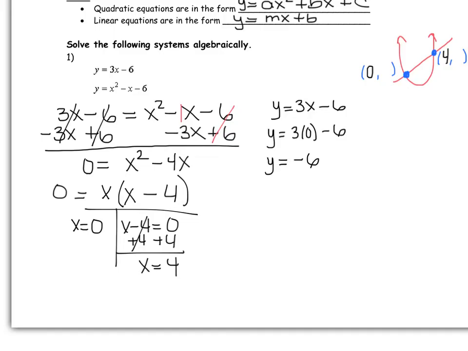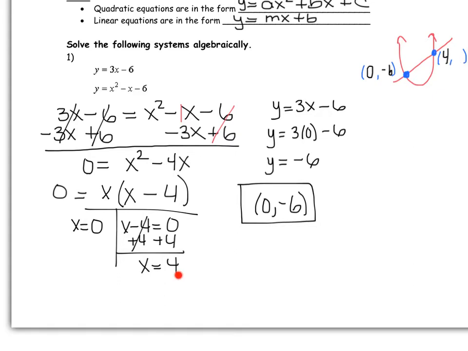So what you just found is the corresponding y value when the substituted x value was 0. So if you wanted to go up here, you could say 0, negative 6. What we want to do is write it as a point once we've finished it. That is one solution. Now you must be saying, well, I need to find the other solution.